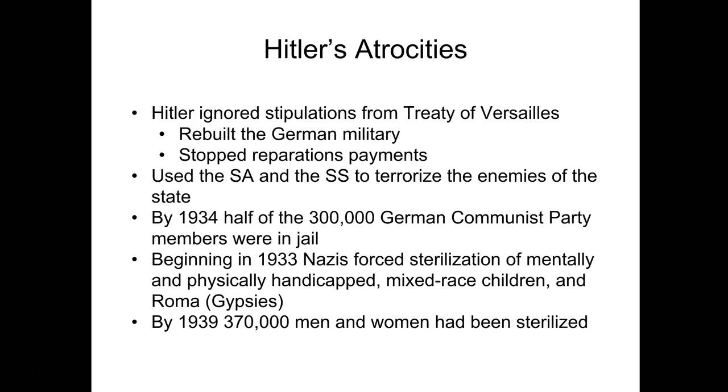And I'll point out that Hitler is not the only one who's doing this. That's kind of happening throughout the world. But his program is on a much larger level, and it involves racial ideology with the Roma and mixed race beyond just the handicapped.